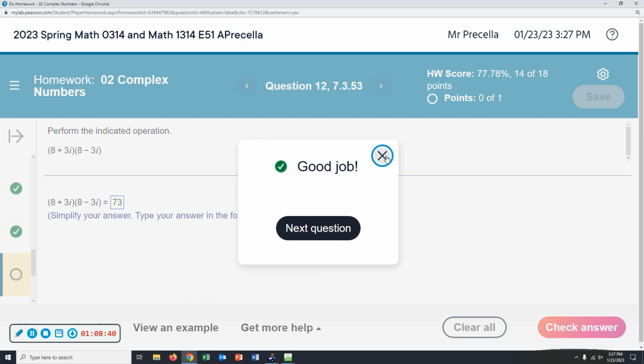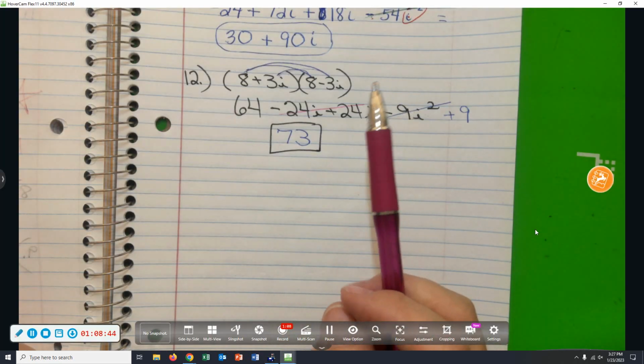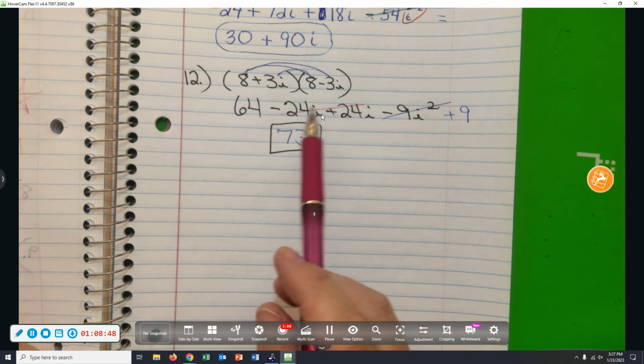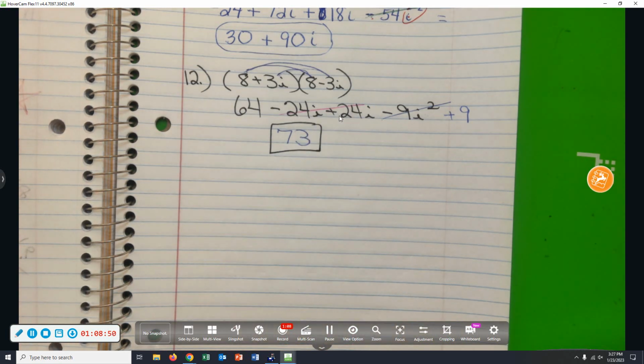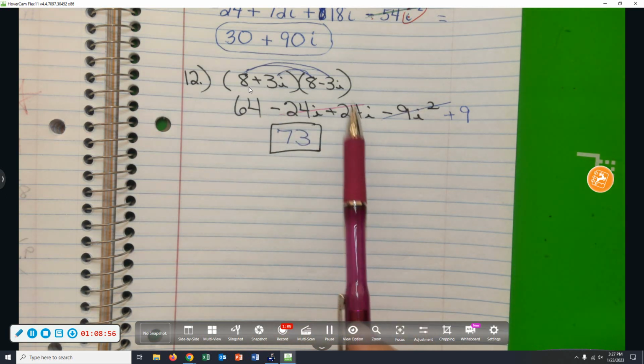Switch back to my piece of paper. Why did that happen? Why did these i terms subtract out? That's a very important concept here. What was unique about this problem and not any of the others?